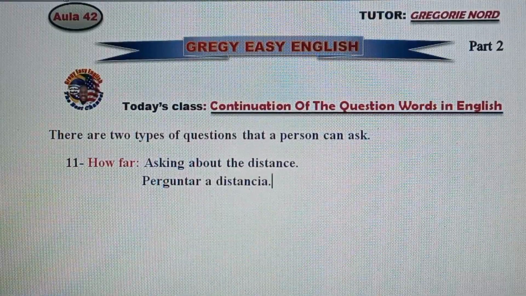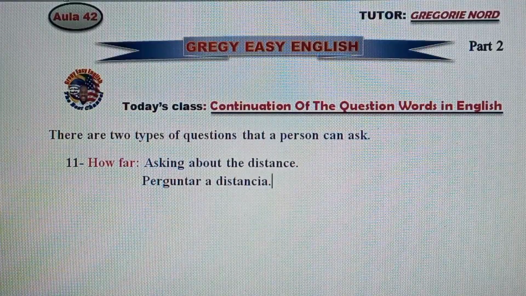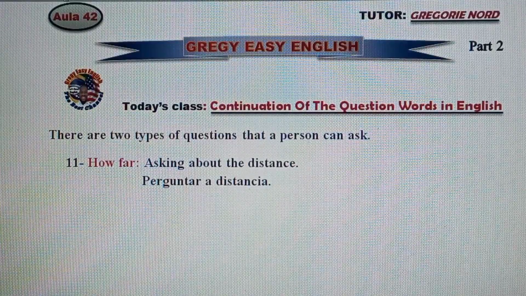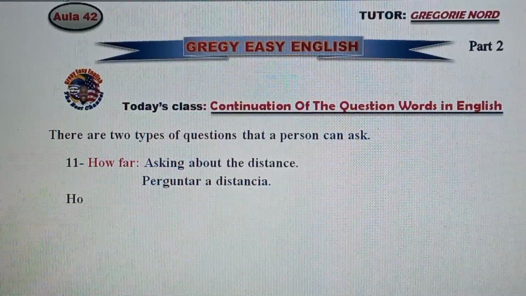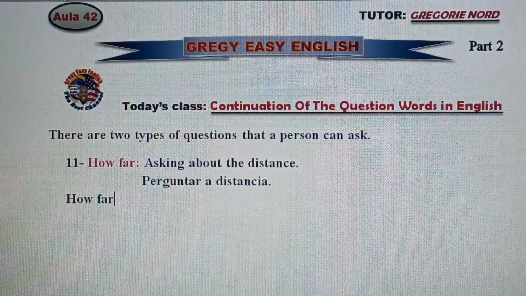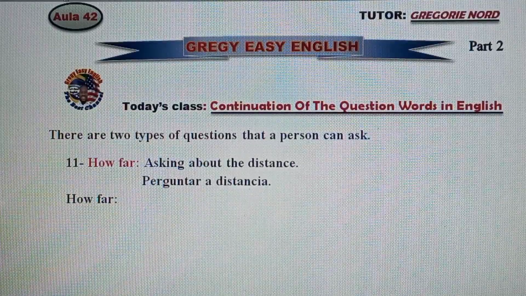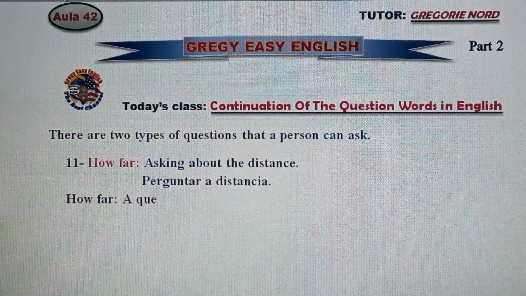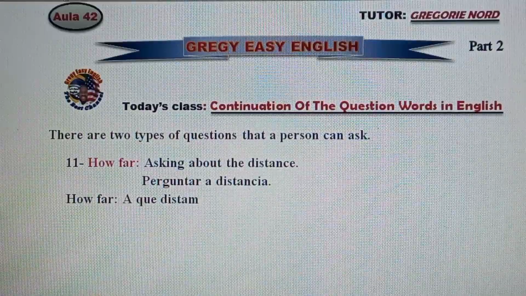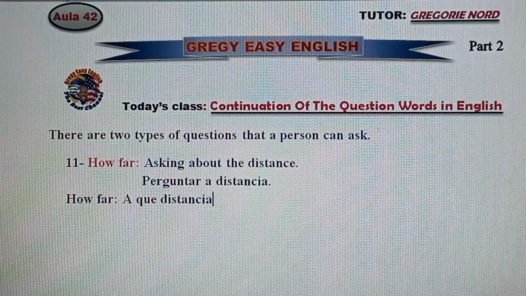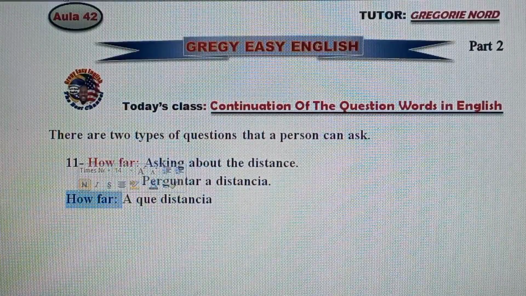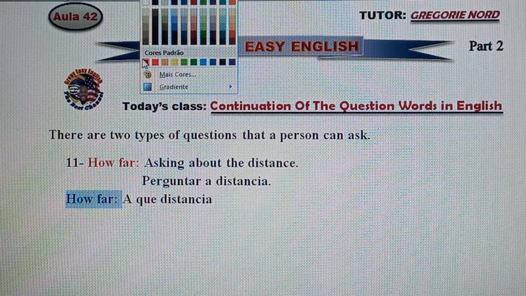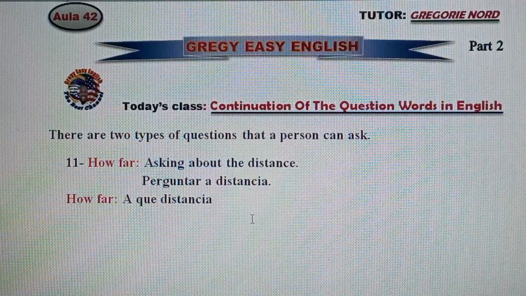Pergunta a distância. How far? Agora, o que significa how far em português? How far significa a que distância. Ok, guys? How far significa a que distância.